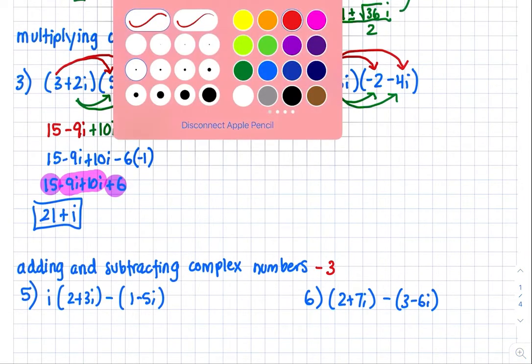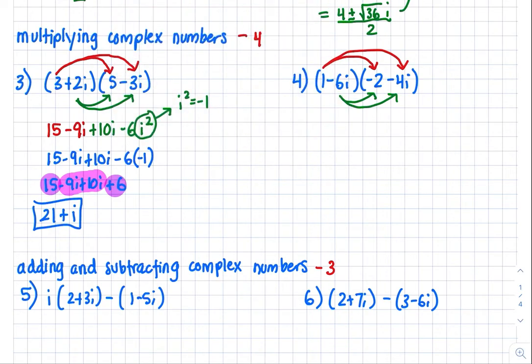So we're doing the red first. 1 times negative 2, negative 2. 1 times negative 4i, negative 4i. Negative 6i times negative 2 is 12i, and we got negative 6 times negative 4i. So negative 6 times negative 4 is plus 24 i times i to the second. Remember, i to the second becomes negative 1.